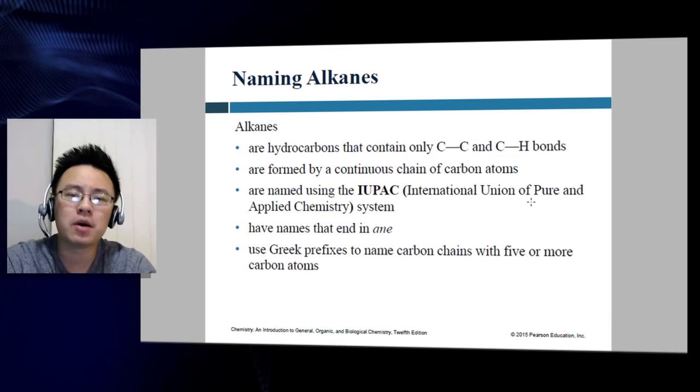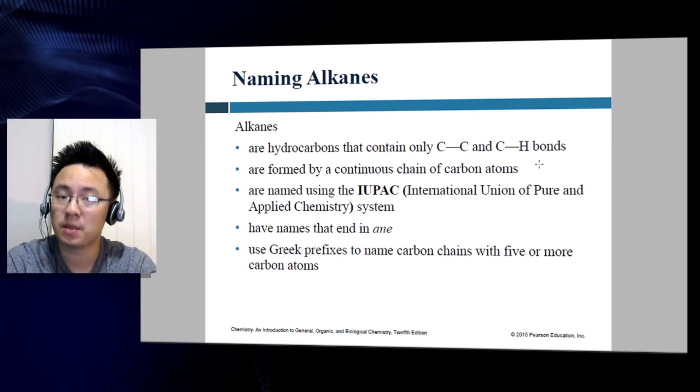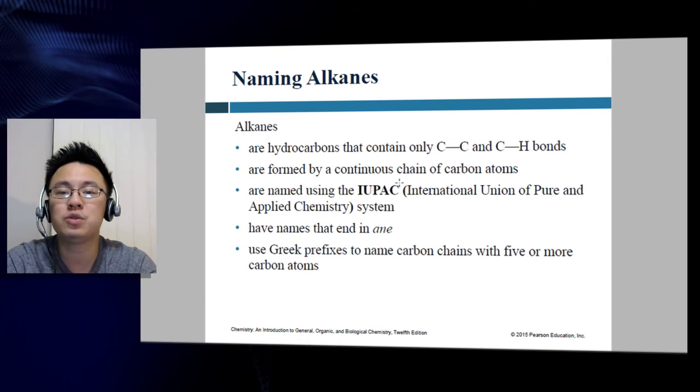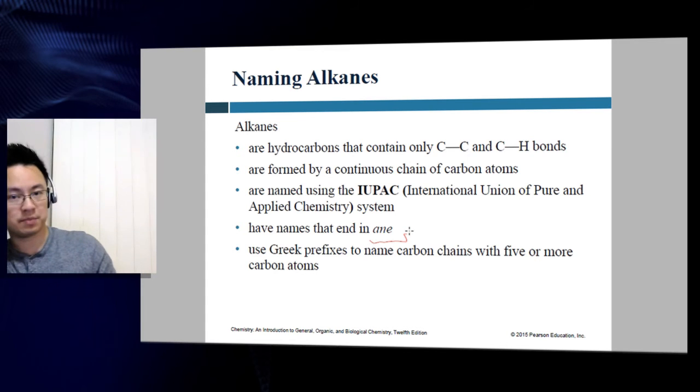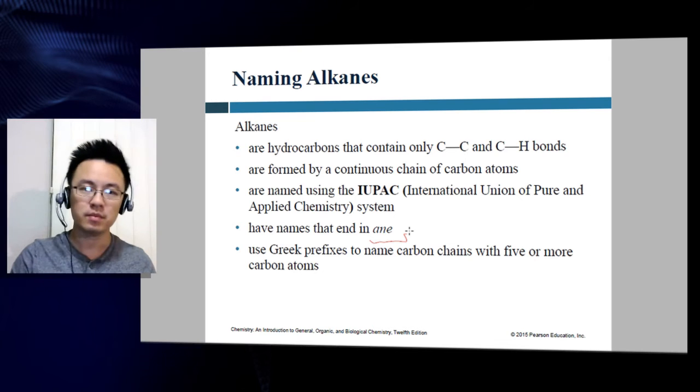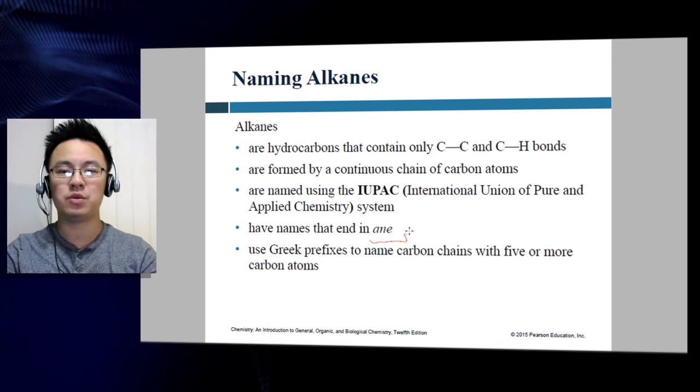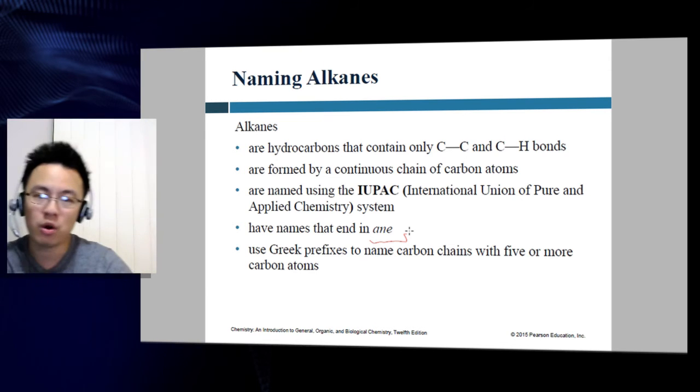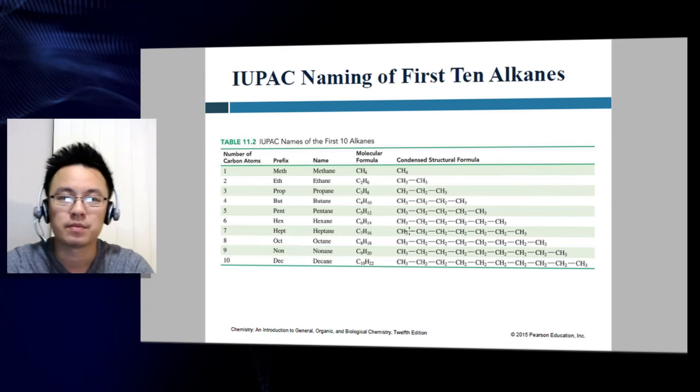Now, alkanes here are hydrocarbons that contain only carbon-carbon or carbon-hydrogen bonds and are formed by a continuous chain of carbon atoms. Now, there is the International Union of Pure and Applied Chemistry, which is used to name these compounds, and alkane molecules tend to have the letters A and E at the end of them, ane, as their suffix. And we use the Greek prefixes to name carbon chains with 5 or more carbon atoms. So once again, check out this list.